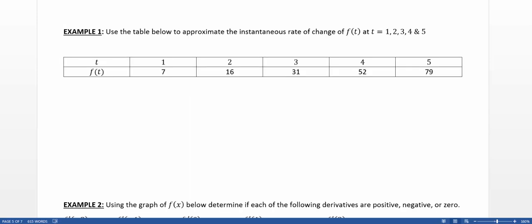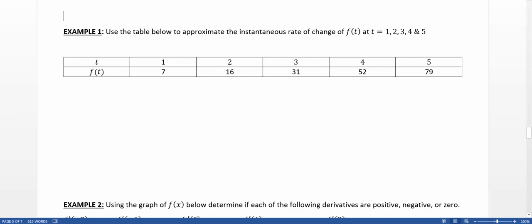Example 1. Use the table below to approximate the instantaneous rate of change of f of t at 1, 2, 3, 4, and 5. So we talked a little bit before about approximating the derivative on a table. And the way that we went about doing that was by looking at the average rate of change to the left and to the right of the point that we were interested in. So since we're looking for the instantaneous rate of change at every single point on this table, we might as well go ahead and calculate the average rates of change so that we can then use them to talk about the instantaneous rate of change.